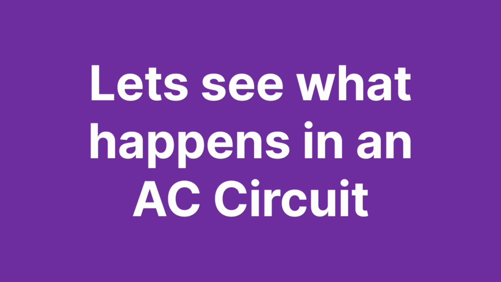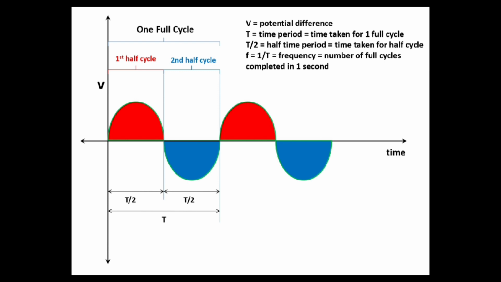Now let's see what happens in an AC circuit. An AC source produces time-varying potential difference and time-varying current. The potential difference versus time graph of an alternating current is shown in the figure. Each complete cycle is divided into two parts. The first half cycle shown in red, which is the positive half cycle, and the second half cycle, which is the negative half cycle, is shown in blue.